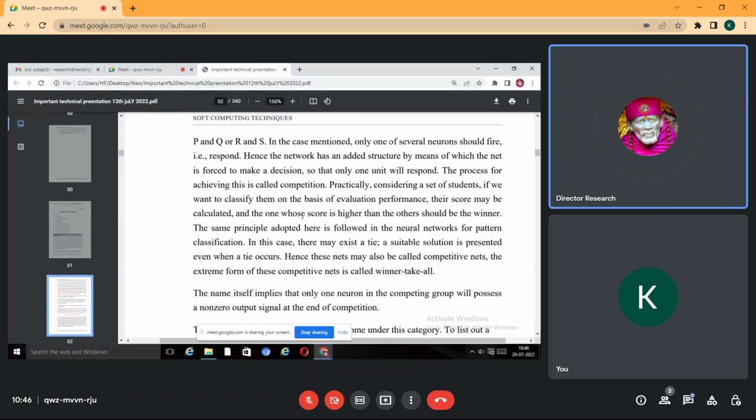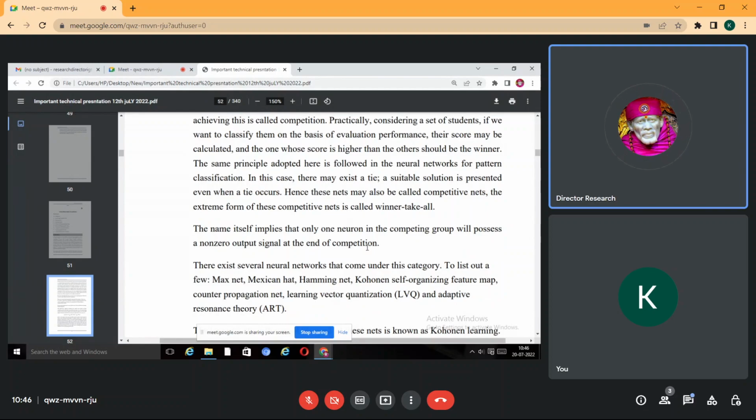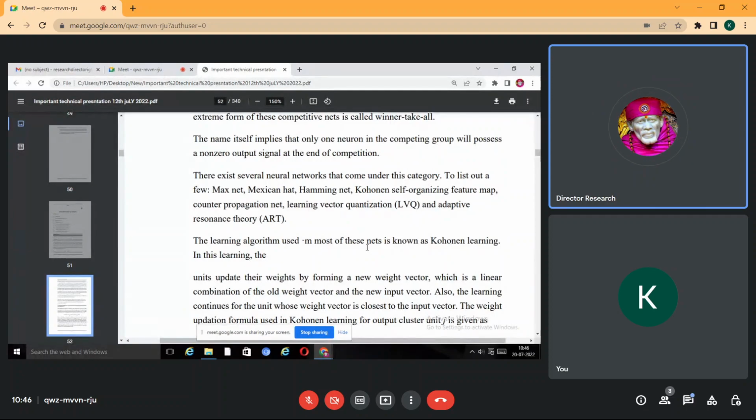In this case, there may exist a type of competition, and a suitable solution is presented. We may also call these competitive nets. The extreme form of these competitive nets is called winner take all. The name itself implies that only one neuron in the competitive group possesses a non-zero output at the end of the computation.